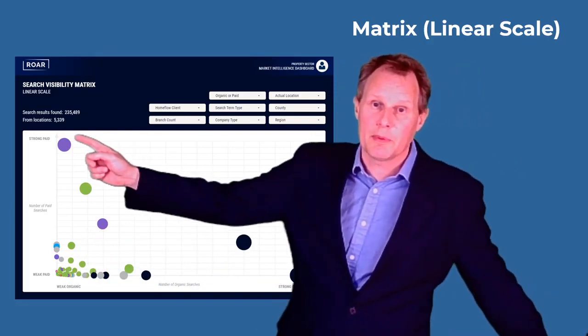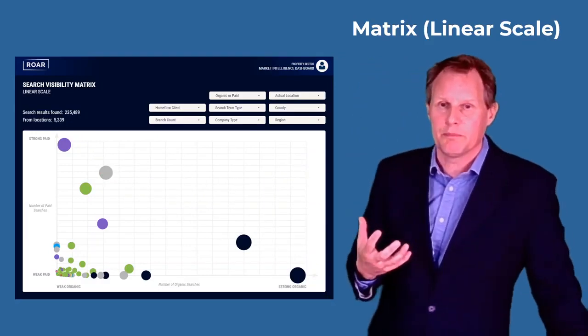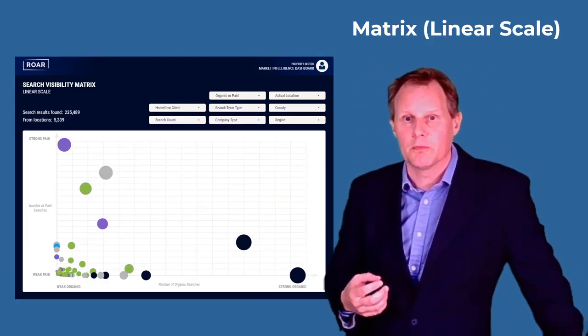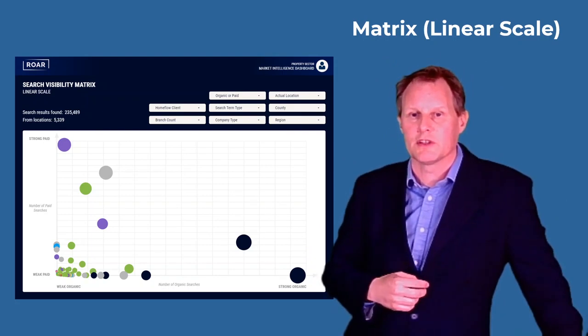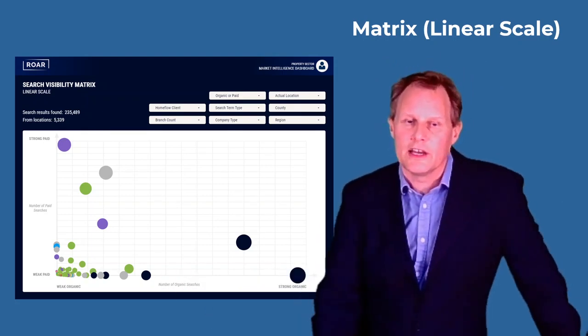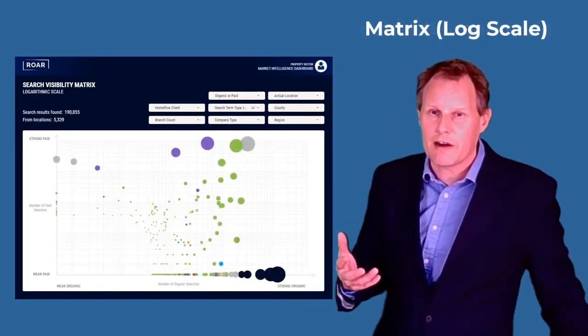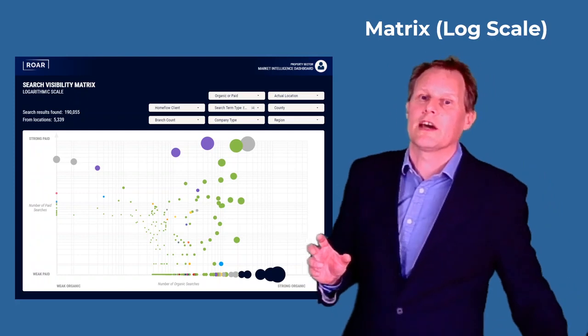Funnily enough, this purple one up here is Purplebricks, and we all know how much traffic they buy and how aggressively they purchase in the market to build market share. It's very impressive as an advertising campaign. However, what we need to do is drill into that data in a little bit more detail to make it useful for estate agents. And that takes us to the second variant of this chart, which is the logarithmic scale version.